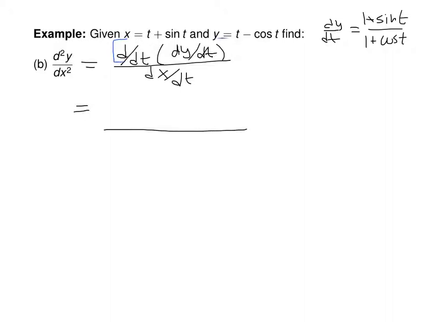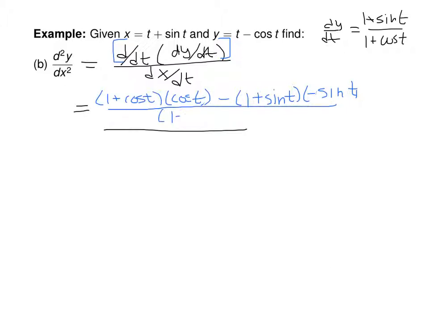Now to find this portion, we have to use the quotient rule, so we'll have low, 1 plus cosine t, multiplied by cosine t, minus high, 1 plus sine t, times negative sine t, excuse me, all over 1 plus cosine t quantity squared, and then divided by dx/dt, which is 1 plus cosine of t.